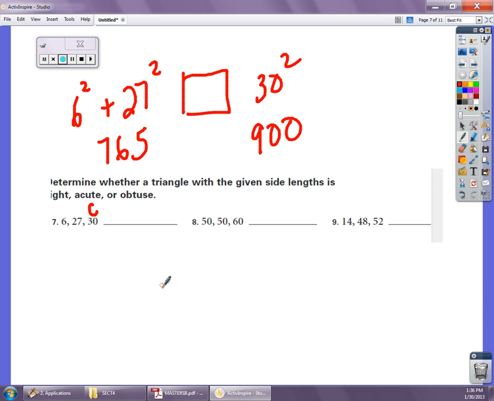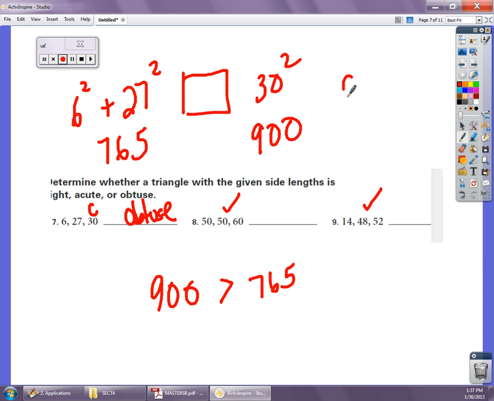But if I put the C squared first and compare them, 900 is greater than 765. We now know that this is an obtuse triangle. Okay? And in your homework, you would have written no because it's not a right triangle. Now, I'm not going to go through the other ones because you do the other ones the same exact way. Remember, if you put C squared first, if it equals A squared plus B squared, it's a right triangle. If it's greater than, like this one was, it's obtuse. And if it's less than, it's acute.